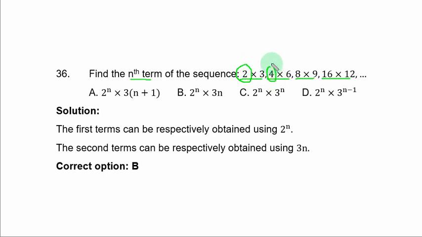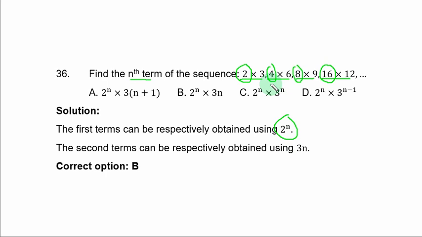You can express 4 as 2 square. You can express 8 as 2 power 3. You can express 16 as 2 power 4. So you have 2 power 1, power 2, 3, 4. So you can have 2 power n. That will give the first term in each term.